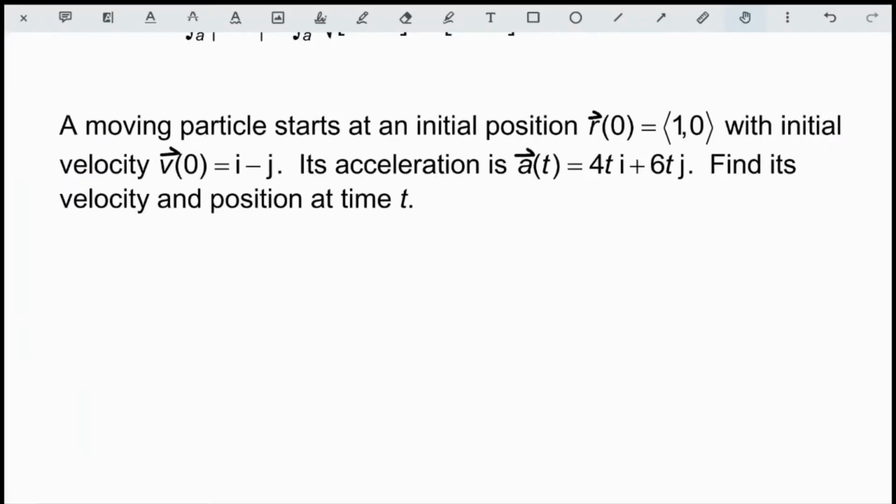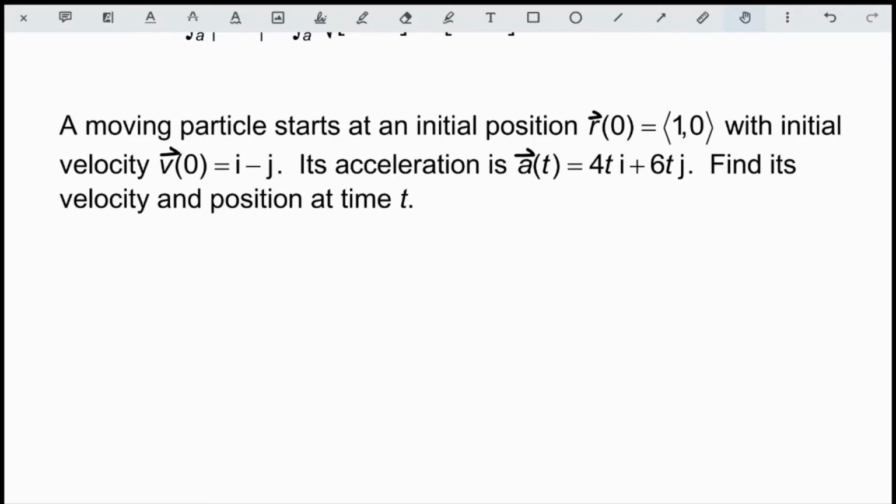Okay, so let's take a look at this example. It says a moving particle starts at an initial position r(0) is i, essentially. It's <1, 0> in vector component form. And we have this velocity vector. Our initial velocity is i minus j. And the acceleration at any point in time is 4t i plus 6t j. It says find its velocity and its position at time t.